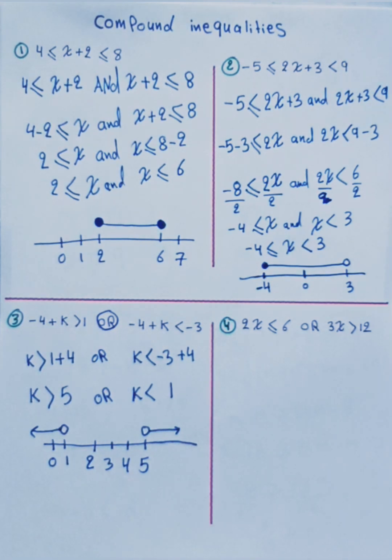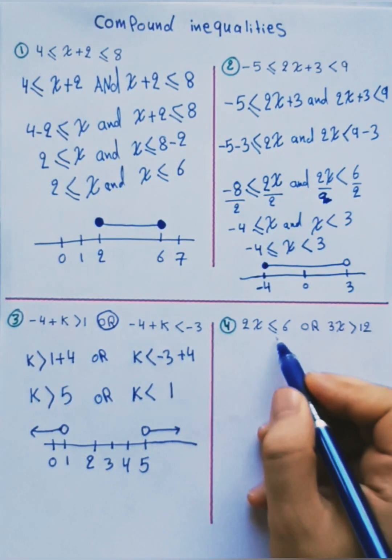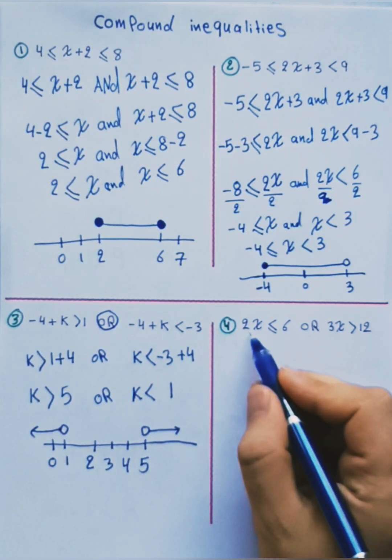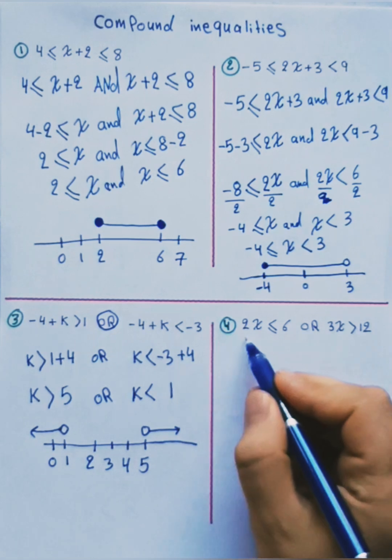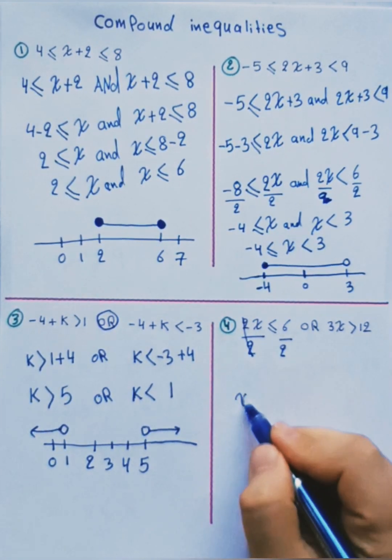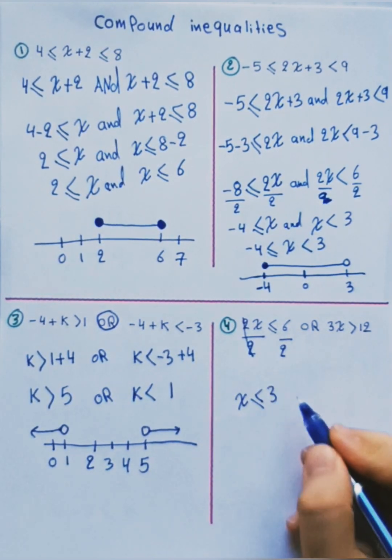Example number 4, we have 2x is less than or equal to 6, or 3x is greater than 12. We have to solve each inequality apart. So you have 2x is less than or equal to 6. We have multiplication, so you have to divide both sides by 2. These two 2's are cancelled. X stays, is less than or equal to 6 divided by 2 is 3.